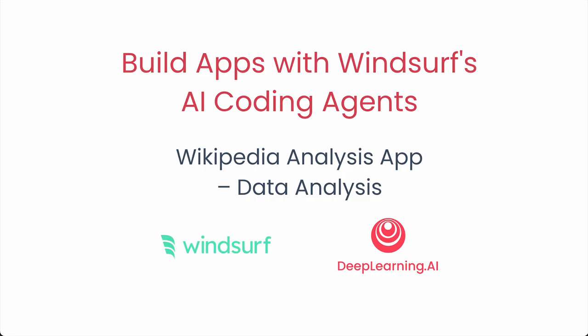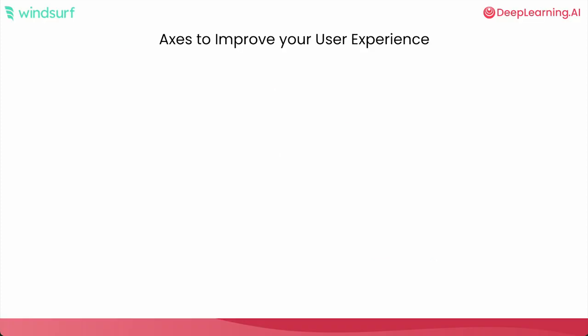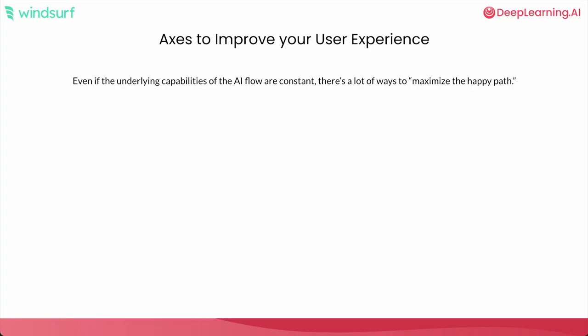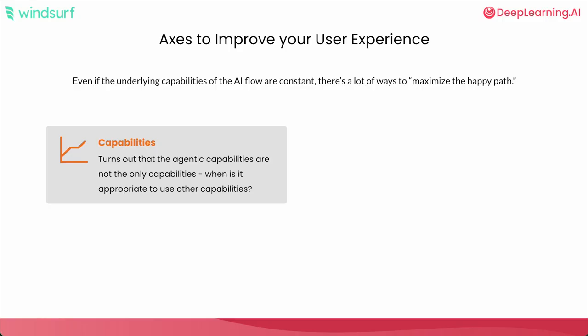In the earlier slides, we talked a lot about all the different pieces and components that make a collaborative AI agent like Cascade intrinsically very powerful. Things like context awareness and tools and human actions. But it's also important to think about the axes that improve the user experience independent of those underlying capabilities. So even with all of those things kept constant, there are still a lot of aspects about the tools that can make the UX really, really good. And it's important to note these because I'll point to them quite a bit as we start building out the Wikipedia analysis app. The first is capabilities.